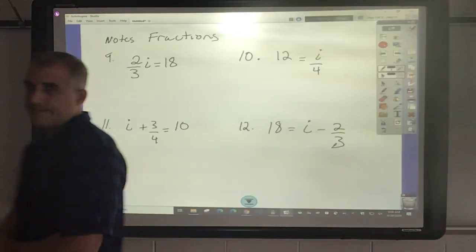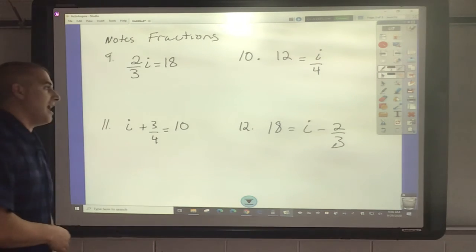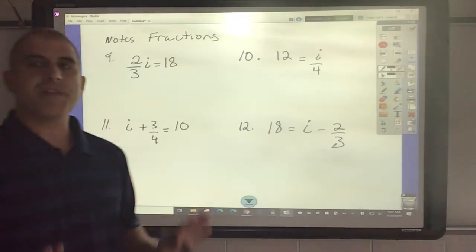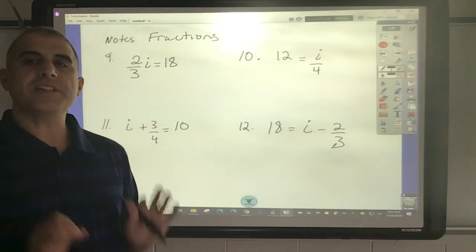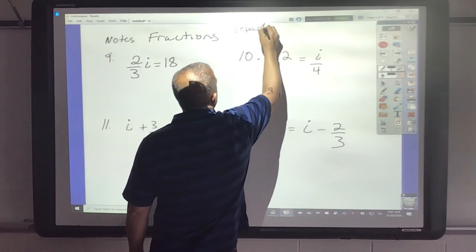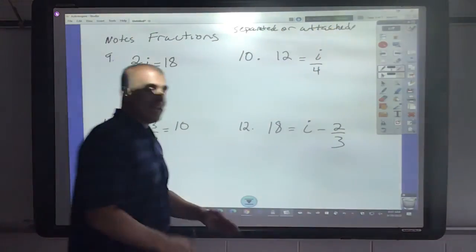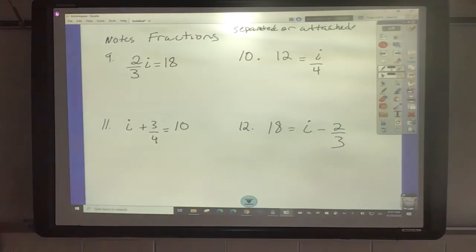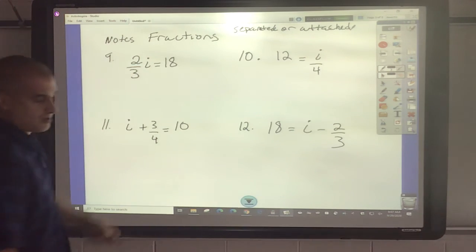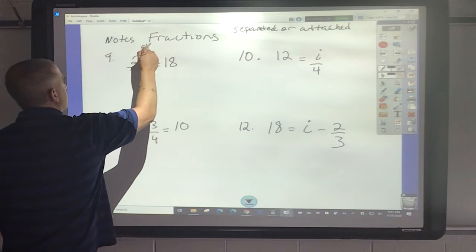We're now going to talk about these. How do fractions come in? Now, the big thing with fractions, you have to decide, is the fraction separated or attached? Because they're going to be handled differently. So in this case, this is attached to this. This is the easiest way, when this would be considered attached.